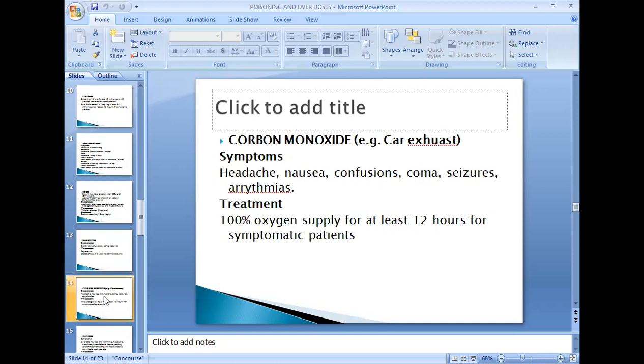Another toxicity can be produced by carbon monoxide, for example, from car exhaust. Carbon monoxide competes with oxygen in binding hemoglobin, so it can also be lethal. Symptoms include headache, nausea, confusion, coma, seizure, and arrhythmia. Treatment is based on the strategy that, as carbon monoxide competes with oxygen for hemoglobin binding, we have to supply 100% oxygen for at least 12 hours for symptomatic patients.